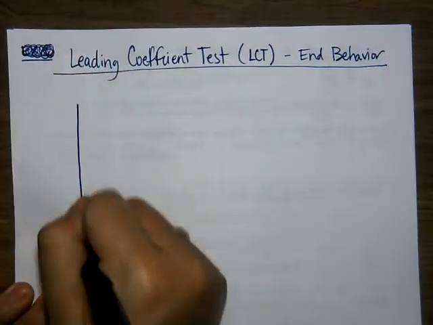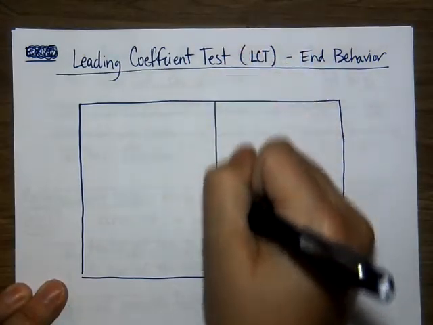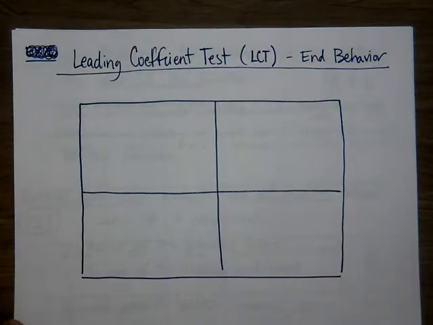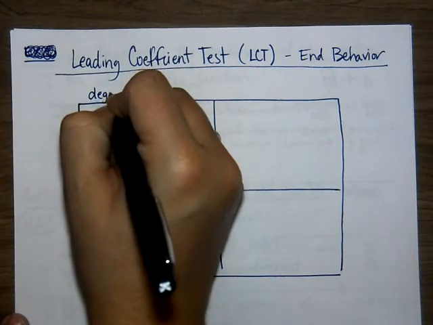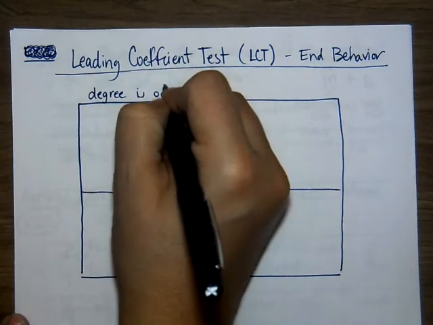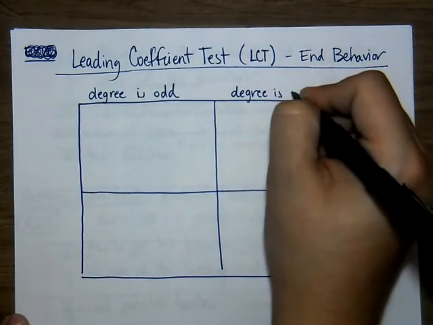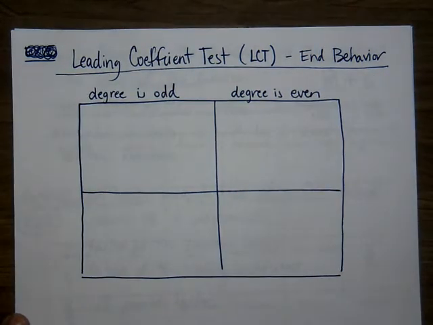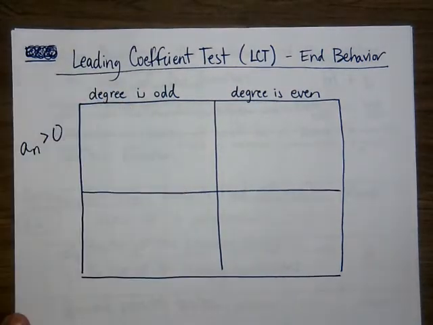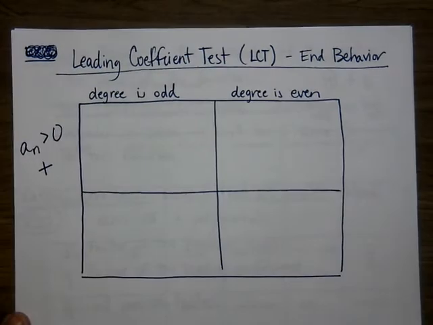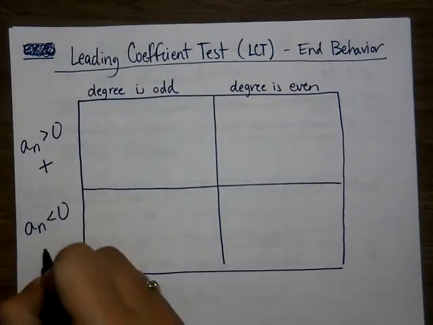So let's make a table to organize our test. We're going to look at a couple different things. We're going to look at when the degree is odd versus when the degree is even. We're also going to look at when a sub n is greater than 0, or otherwise when it's positive, that means the same thing. Or when a sub n is less than 0, or when it's negative.